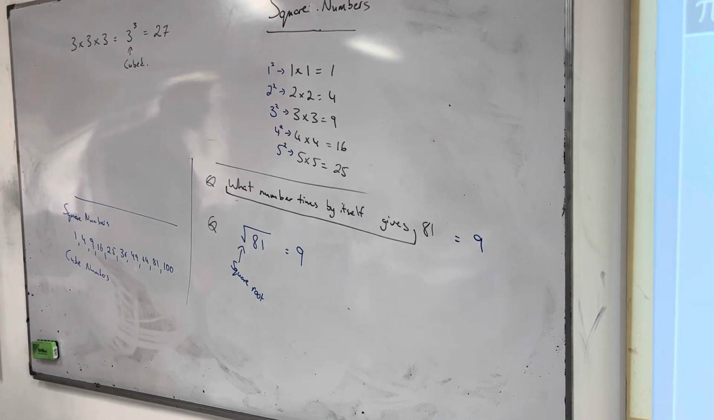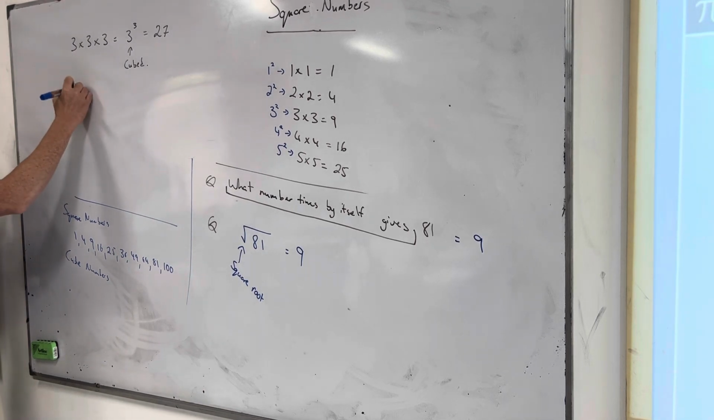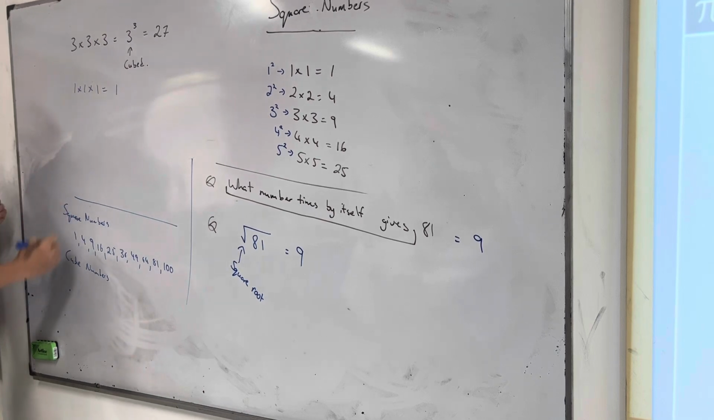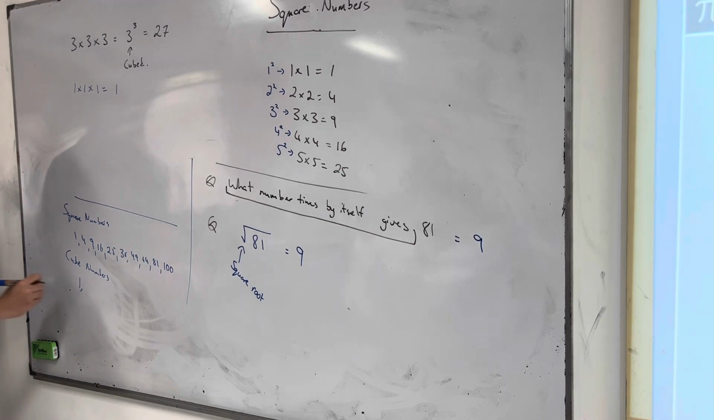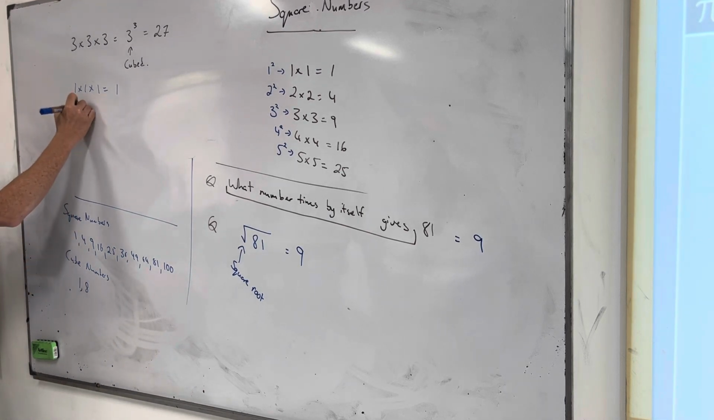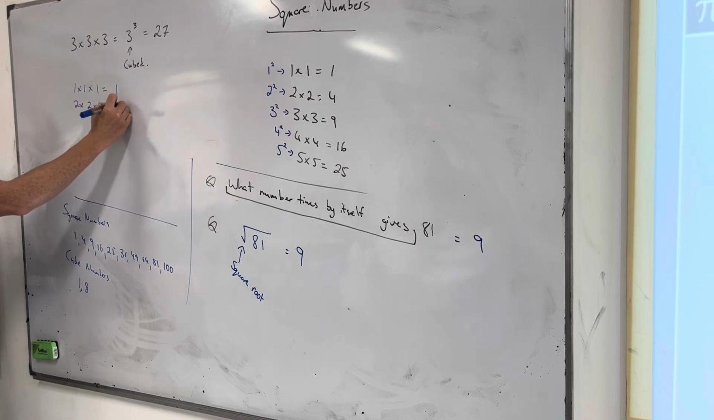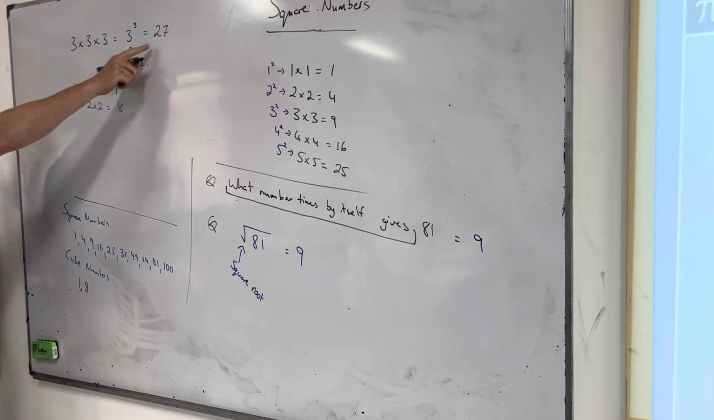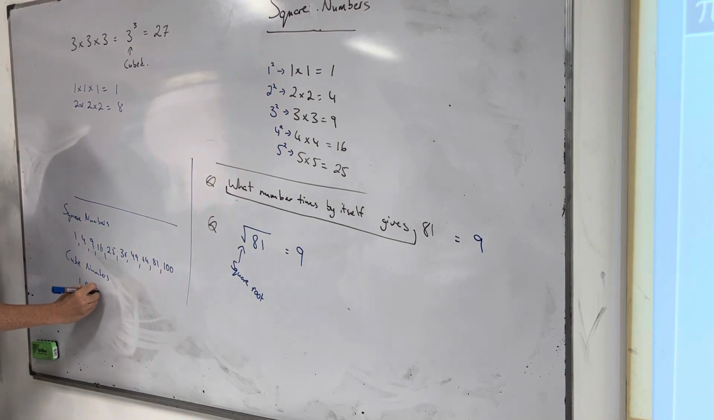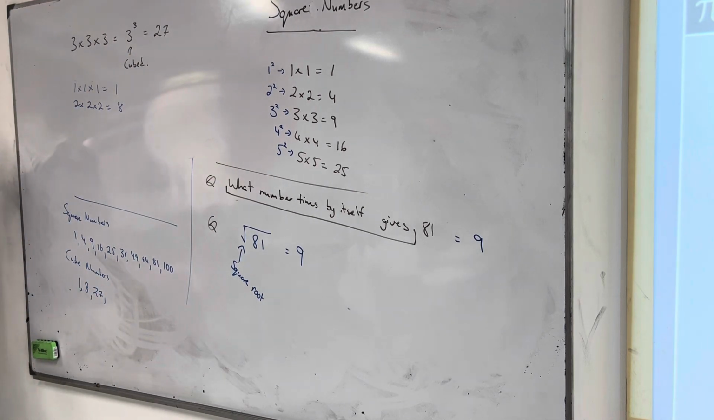Who knows the first 4 cube numbers? First 4 cube numbers. So the first one will be 1 times 1 times 1. 1. What's the second one? 8, yes. 2 times 2 times 2 is 8. What's the third one? 27. We have it, 27. 3 times 3 times 3, 27. What's the next one?